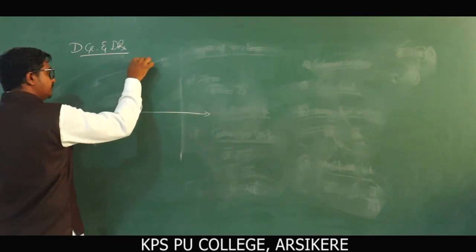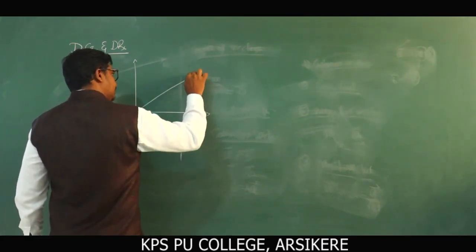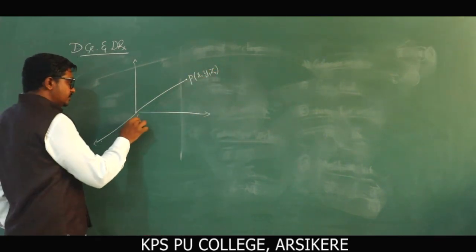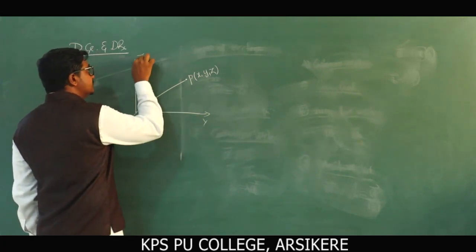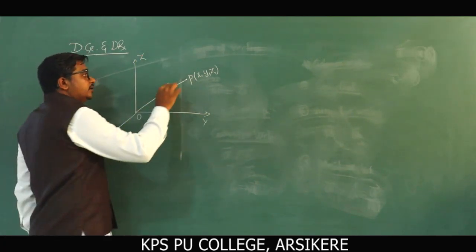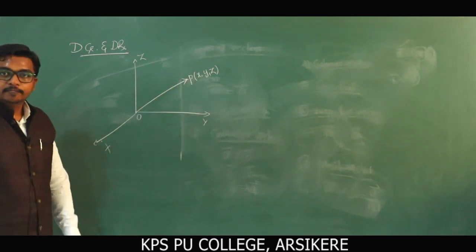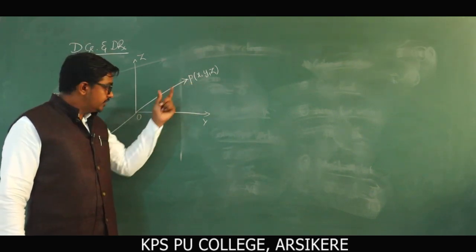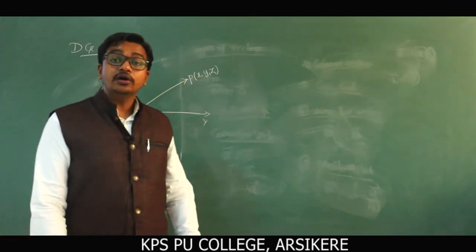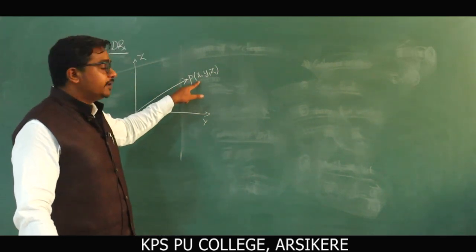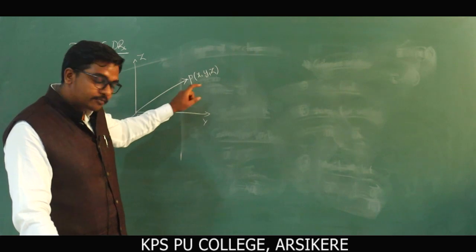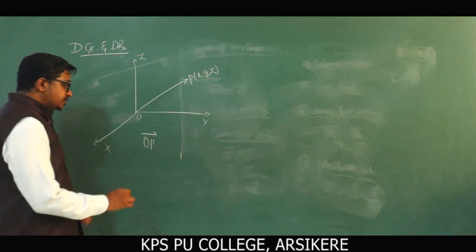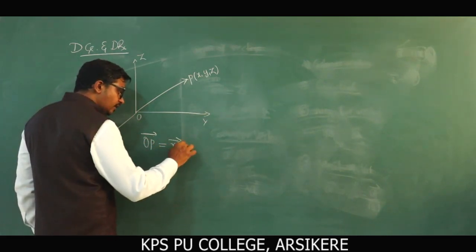Here we have three-dimensional geometry. This is the point P, x comma y comma z. This is the origin, the x-axis, y-axis and z-axis. The vector OP, whose initial point is O and terminal point is P, is called vector OP, and this is called the position vector of the point P. Here vector OP.